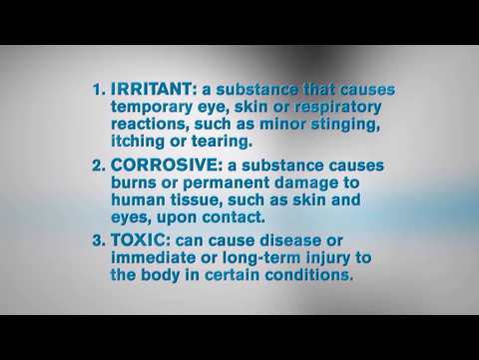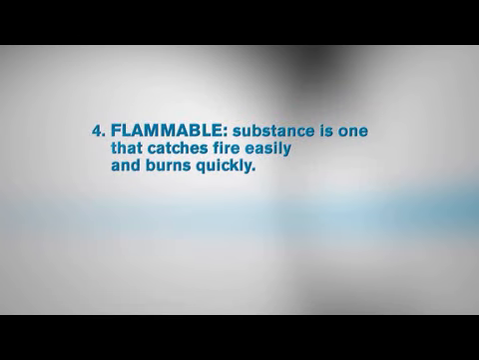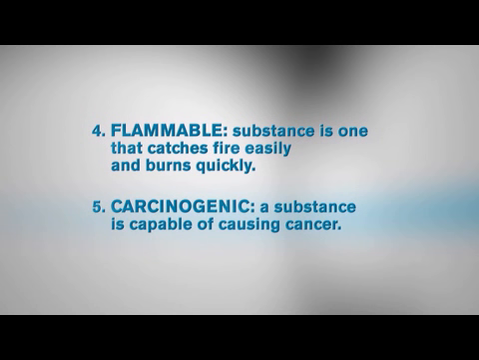Third is toxic. A toxic substance is one that can cause disease or immediate or long-term injury to the body in certain conditions. The fourth term is flammable. A flammable substance is one that catches fire easily and burns quickly. And finally, carcinogenic means that a substance is capable of causing cancer. Now, don't let these terms concern you. Just because we've defined these words does not necessarily mean you will come into contact with chemicals that have these types of hazards. The cleaning products we use in our restaurant present minimal hazards.